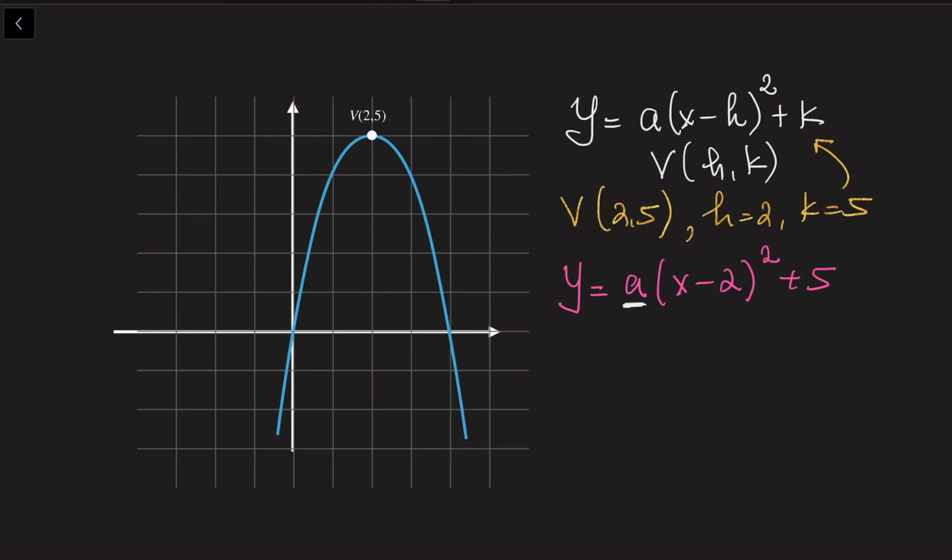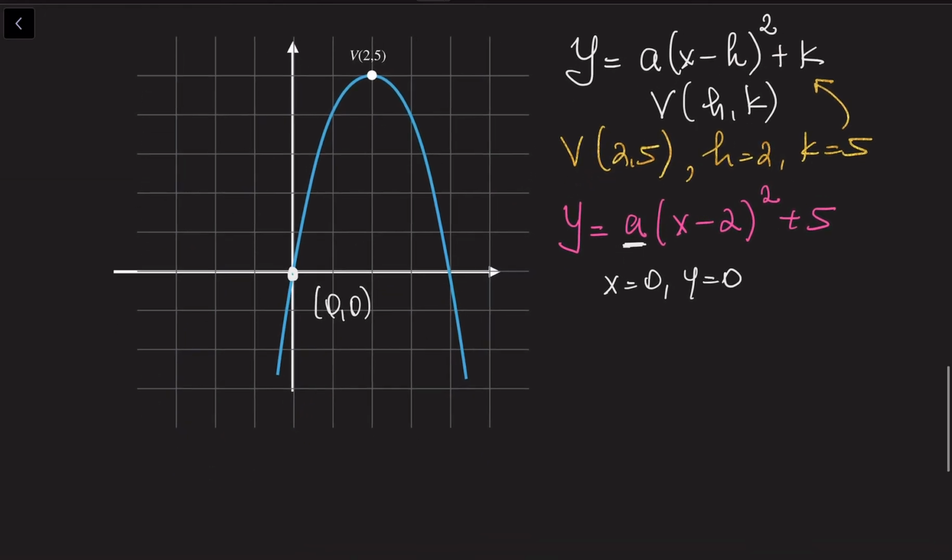If you remember, previously you were given a point in order to find the value of a, while we're not given this point explicitly. But what I see from this graph is that this parabola is passing through the origin, which has the coordinates (0, 0). So if I substitute x equal to 0 and y equal to 0, the equation of the parabola should be satisfied, and I can find the value of a from there.